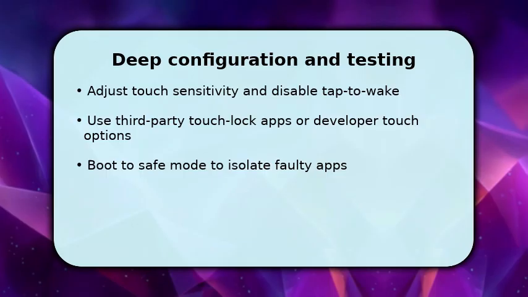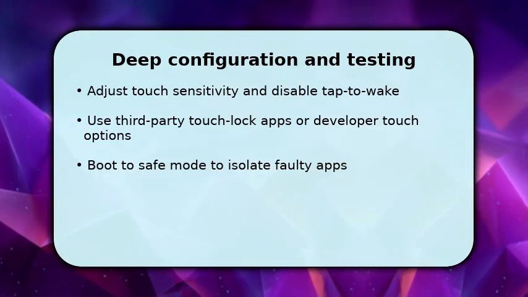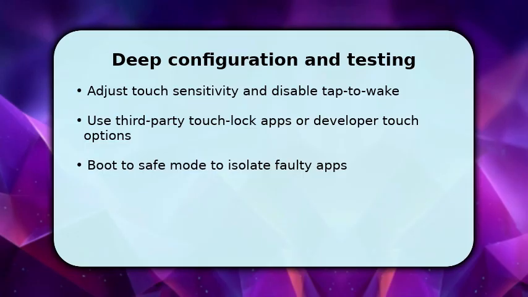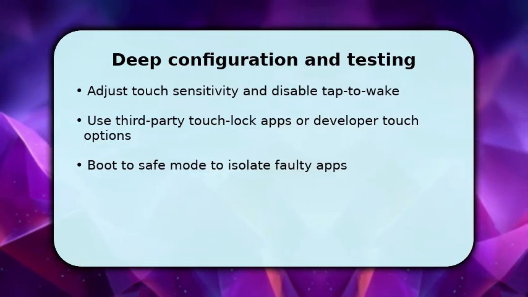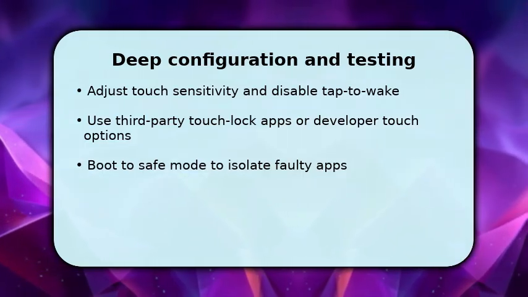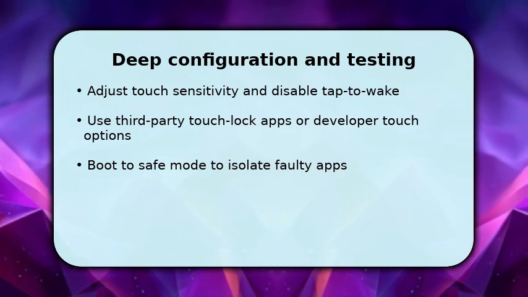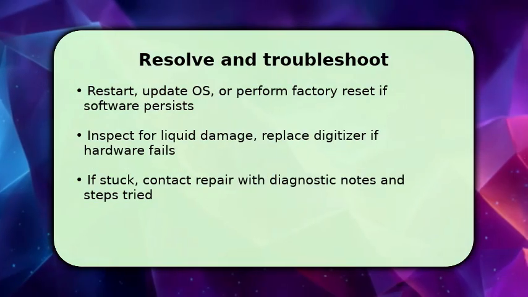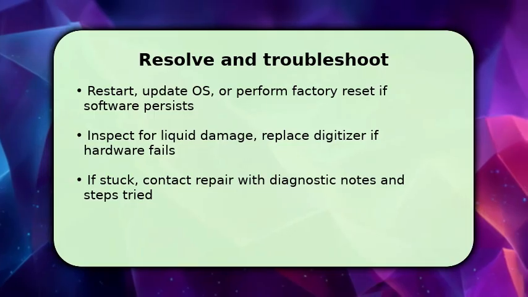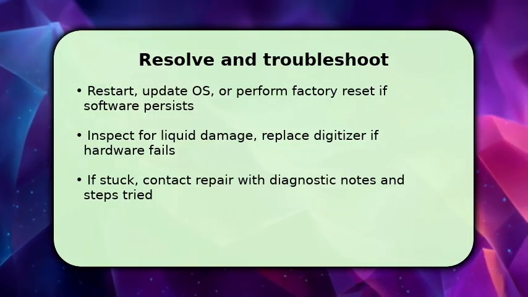filtering. Reboot into safe mode to see if a third-party app is causing the phantom touches. You should perform each change one at a time and test for a few minutes, so you know which adjustment fixes the issue. To finish, restart the phone and install any system updates. These often fix touch recognition bugs.